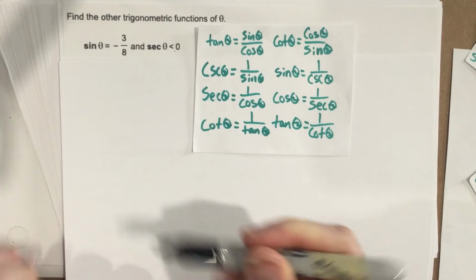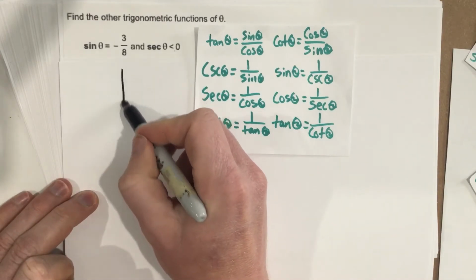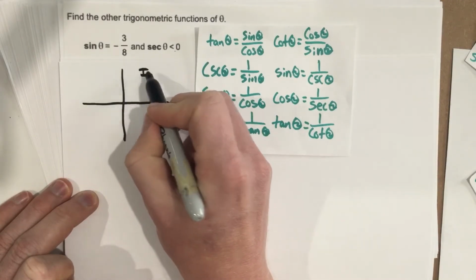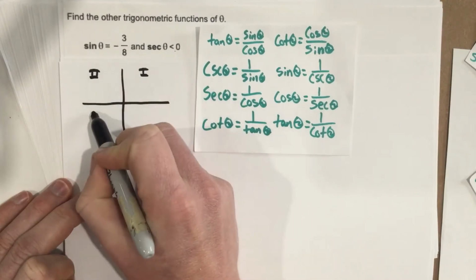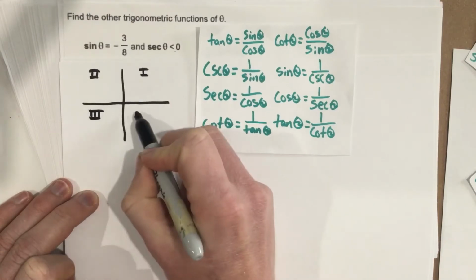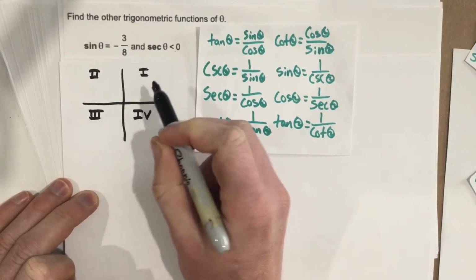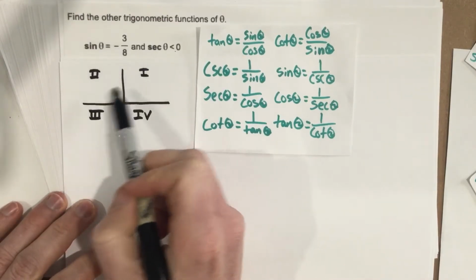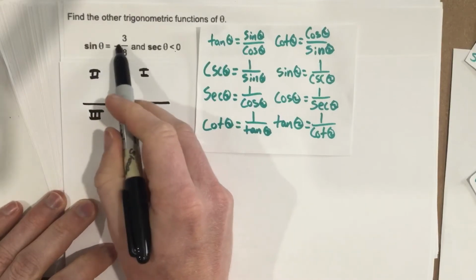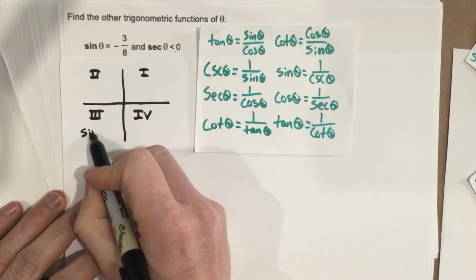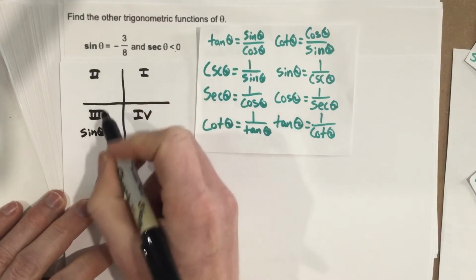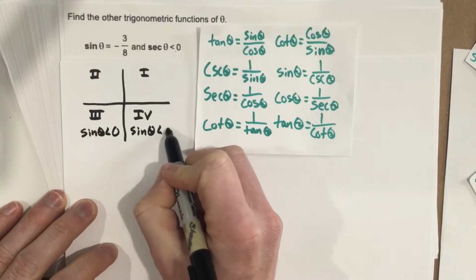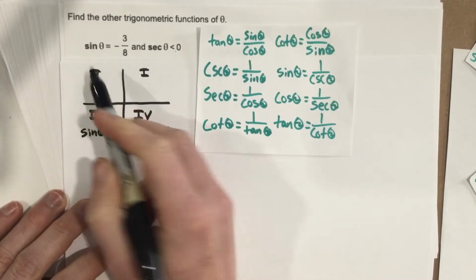Now, I always like to start by trying to figure out what quadrant we are in. So let's go ahead and draw the different quadrants. This is quadrant 1, this is quadrant 2, quadrant 3, quadrant 4. Now, we need to figure out where sine is negative. Sine theta is less than 0, and that's talking about the y's. That's in the third and the fourth quadrant, because sine refers to the y values.